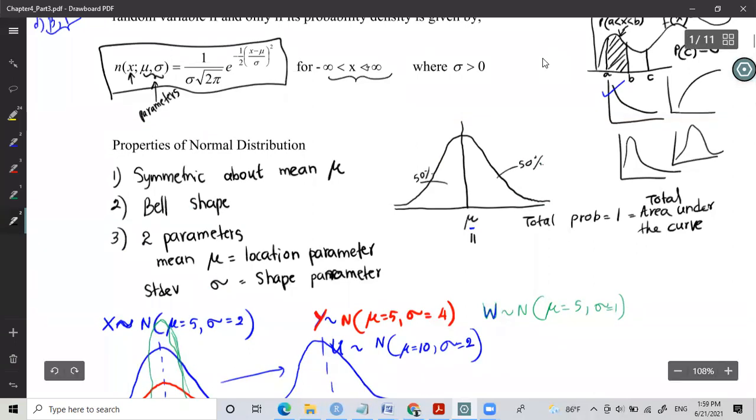Yes, that will be the second quartile or the median. So the median, or Q2, will have the same probability.